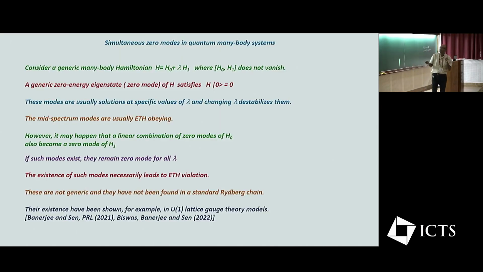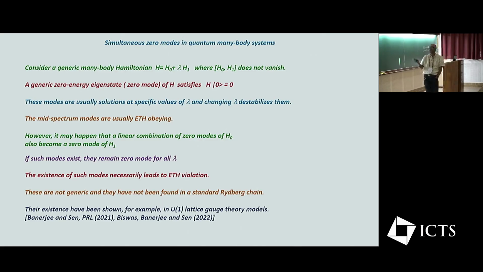So now, in just 1 minute, let me tell you about some simultaneous zero modes in this quantum many-body system. Suppose we consider a generic many-body system where the commutator of H0 and H1 does not vanish. A generic zero energy eigenstate of H satisfies this whole thing acting on some eigenstate gives you 0. However, these modes are usually a solution for a specific value of lambda. If I change lambda a little bit, being mid-spectrum states, ETH predicts that you are not going to have any information about the nature of these states when lambda is changed, because no perturbation theory is going to work. That's a consequence of the fact that near that point in the mid-spectrum there is an exponentially large number of very minutely gapped states near this zero energy state, and changing lambda essentially just creates a random superposition of the initial ones.